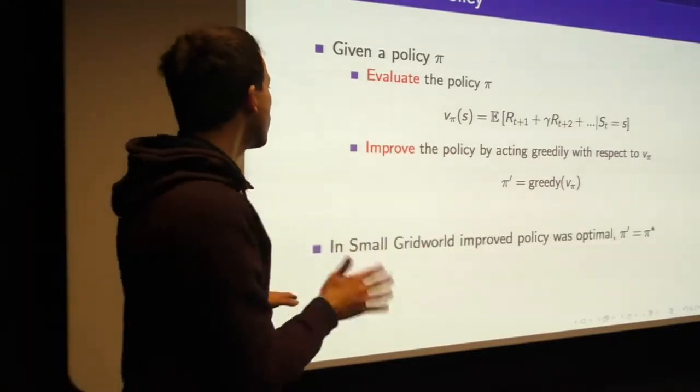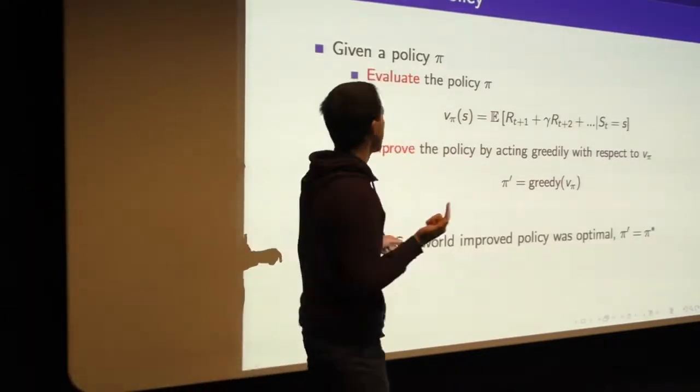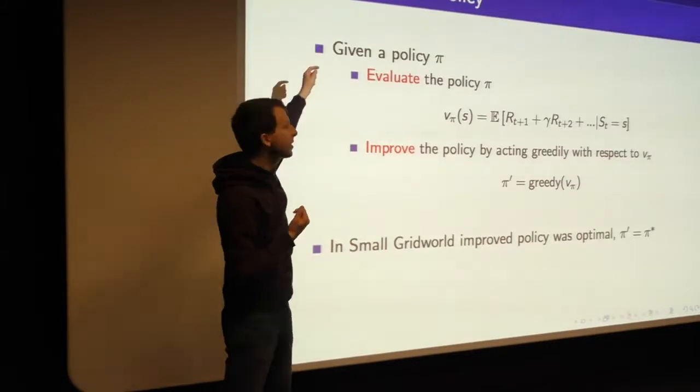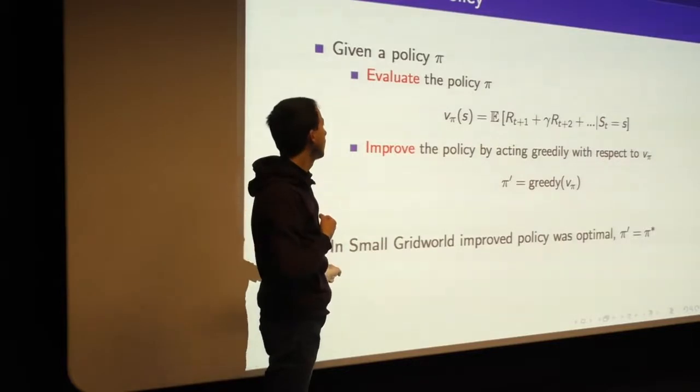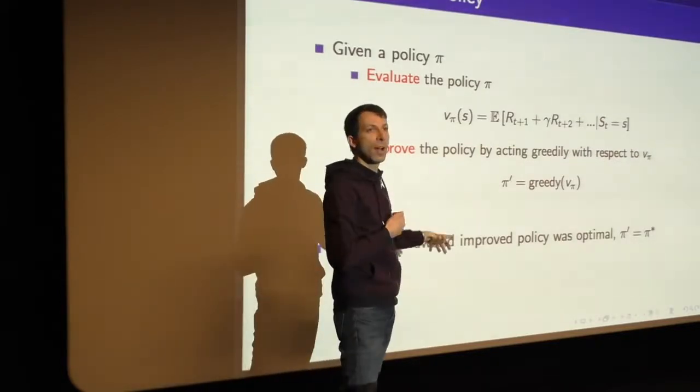Okay. So in the small grid world, we just did this once. We started with the uniform random policy. We evaluated that policy once. That was the left-hand column, and we improved the policy once. That was the right-hand column.